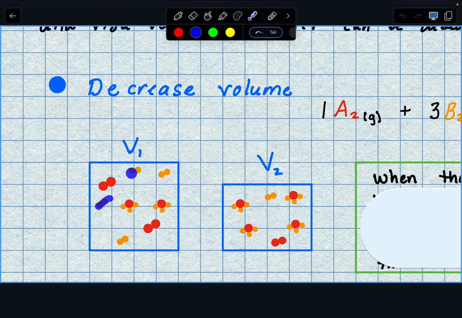So we have 1, 2, 3, 4 of the B2, the diatomic Bs, and then these are the As, and there's 2 of those, and then we have 2 of the products here in the initial volume, okay? Then we're going to have the new volume be less. Maybe it's a piston and the valve gets pushed down, but take a look, we have now 1, 2, 3, 4 of the products, and now only 1 of each of these left. And look at how that stoichiometric ratio makes sense.